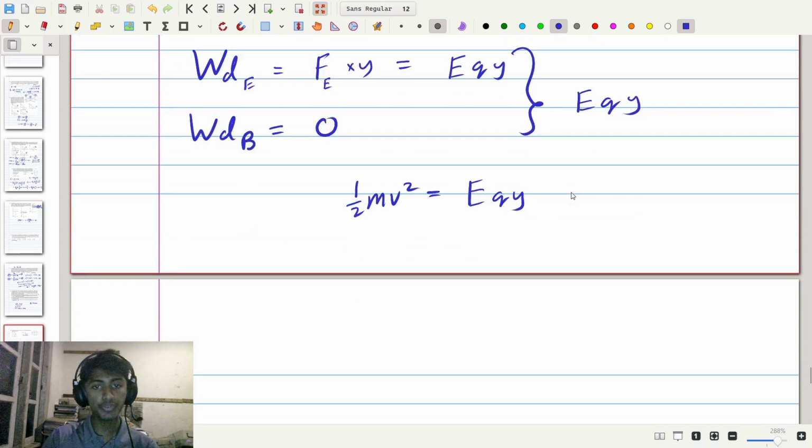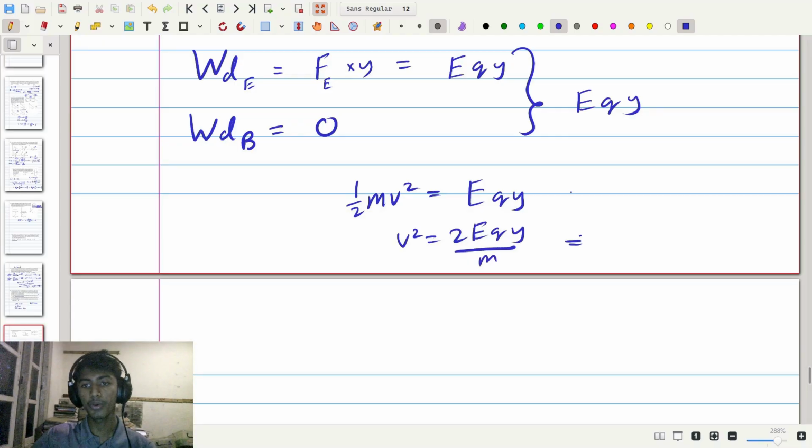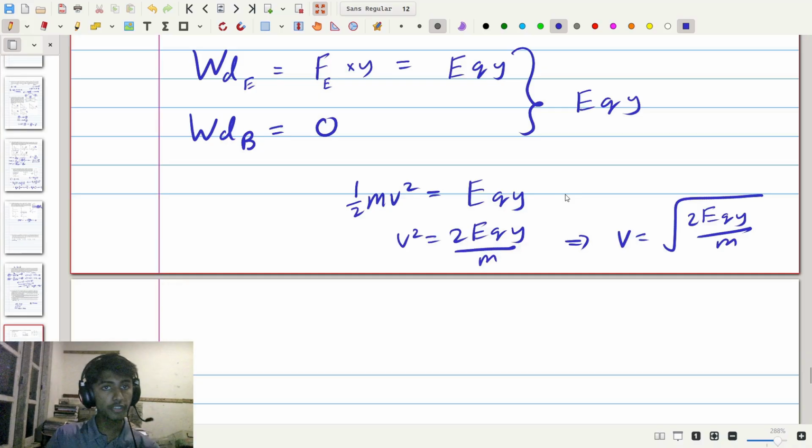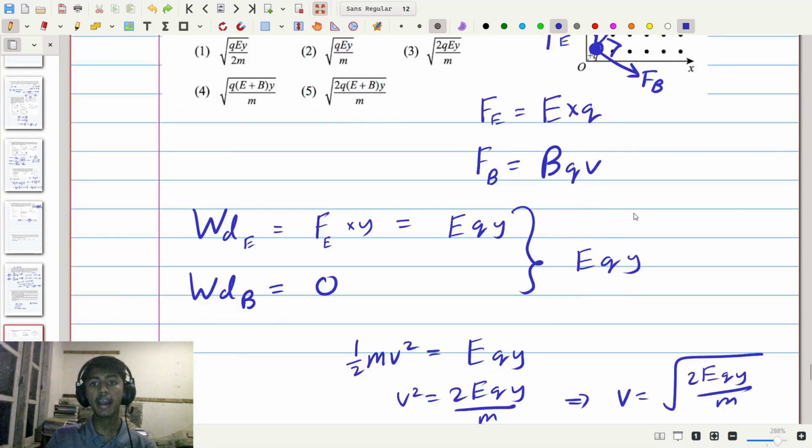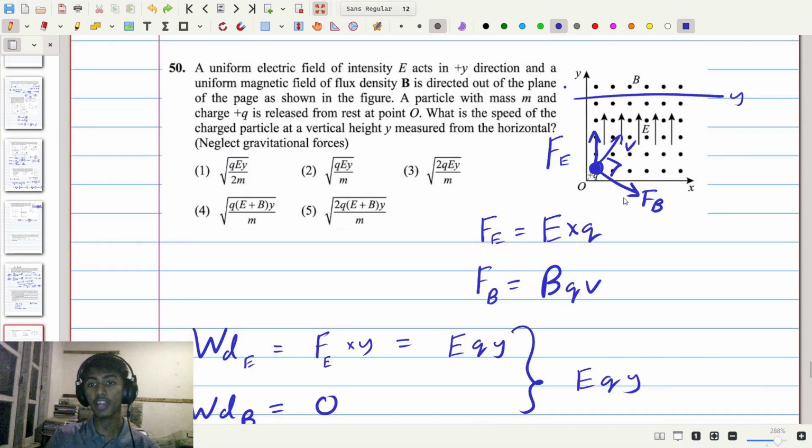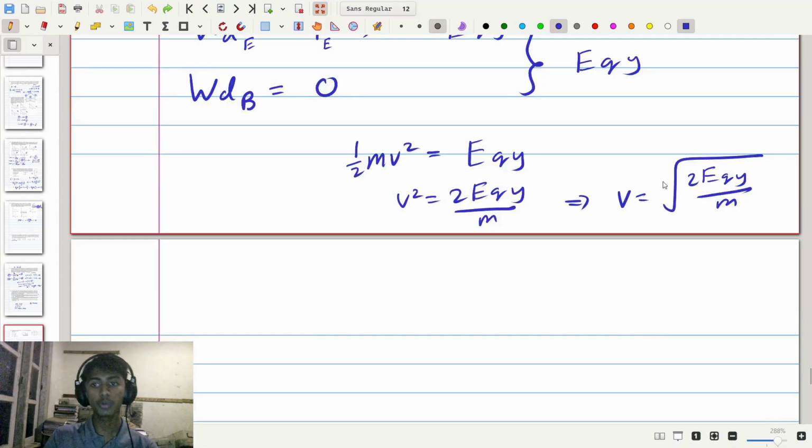Now considering that, if we rearrange, we get V squared equals 2 times EQy divided by m, and therefore V equals the square root of 2EQy divided by m. Now here, since we took the square and square rooted, what we have here is not actually velocity but rather speed, and therefore the speed of the particle at a height y above the x-axis like this is going to be equal to the square root of 2EQy divided by m.